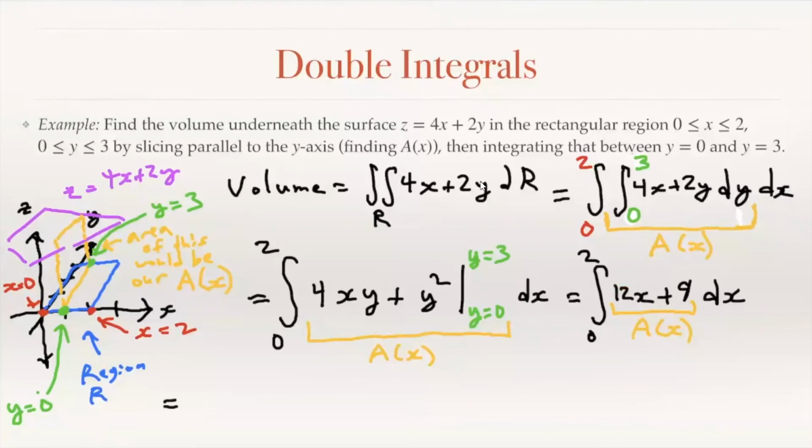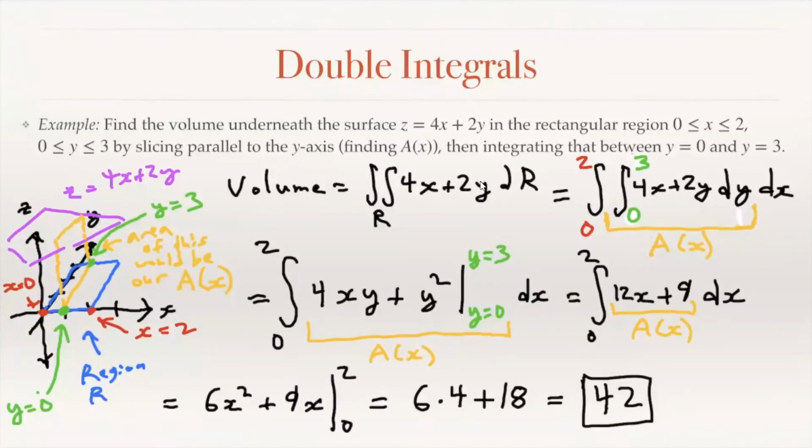Okay, now we can keep going. At this point, it's just an ordinary Calc 1 integral. And that is 6x squared plus 9x evaluated between 0 and 2. And we get 42 is the volume.